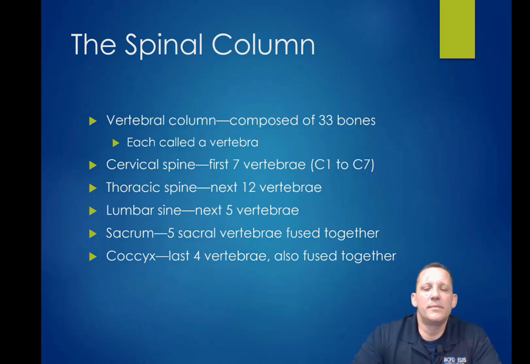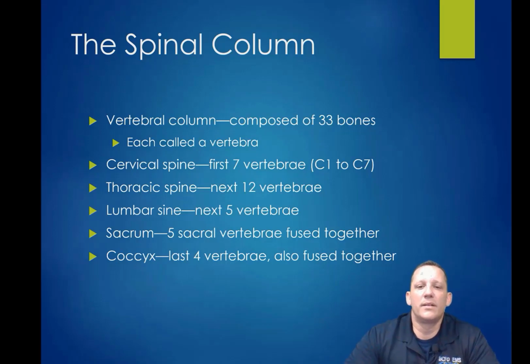So the vertebral column is composed of 33 bones. Each one of those is called a vertebra. The cervical spine is the first 7, the thoracic spine is 12, and the lumbar spine is 5. You can call that breakfast, lunch, and dinner if that helps you remember, right? So the sacrum is 5 sacral vertebrae fused together, across the rear of the pelvis. And the coccyx is the last 4 vertebrae, which are also fused together. And that puts that nice point at the very end of the pelvis in between the legs.